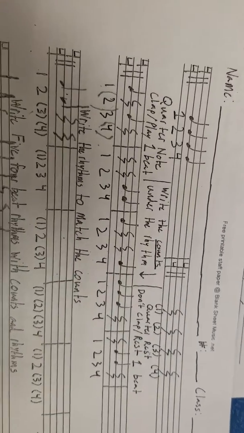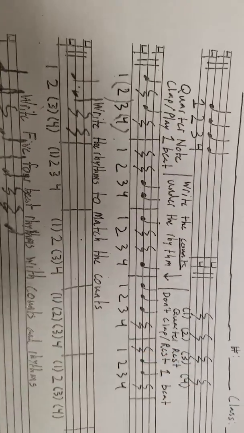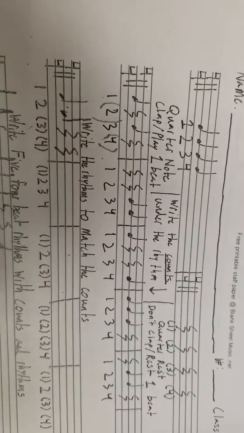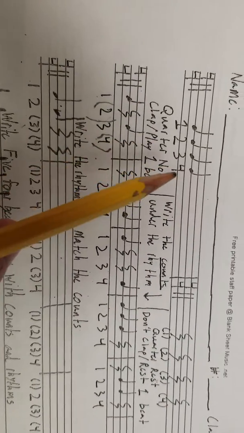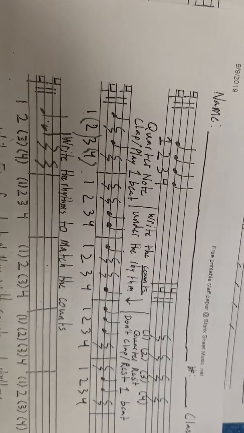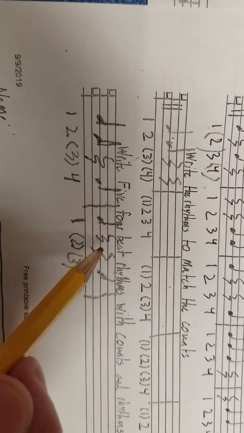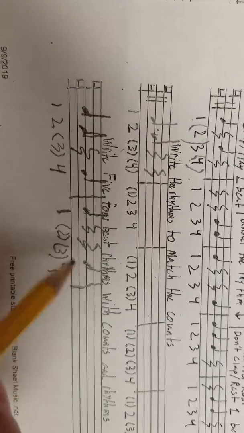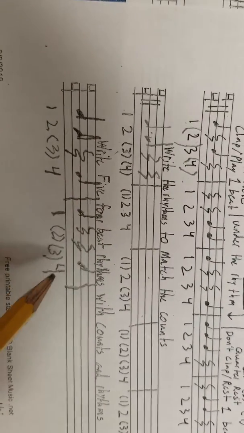Rest on the third beat. What goes under that? Parentheses 3. Quarter note on the fourth beat. What goes under that? Number 4. And there it is. I have quarter, rest, rest, quarter, and 1, 2 parentheses, 3 parentheses, 4.